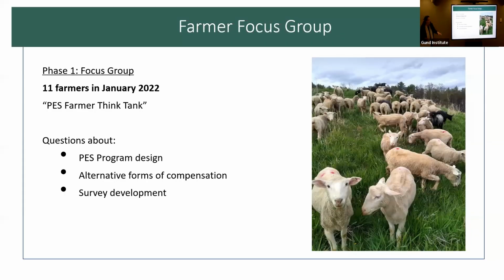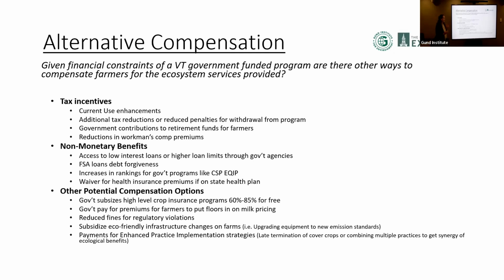Okay, so this phase one, we called it a PES farmer think tank. We invited farmers that have been showing up to the working group meetings, that cared, that were already familiar with this new tool of PES. And we talked with them about very broad questions about program design and alternative forms of compensation, and we got their input on developing the survey. So we came up with this list of alternative forms of compensation, and we framed it around maybe Vermont's government doesn't have enough money to fully fund the big vision of PES. What are other ways we can compensate farmers in Vermont?